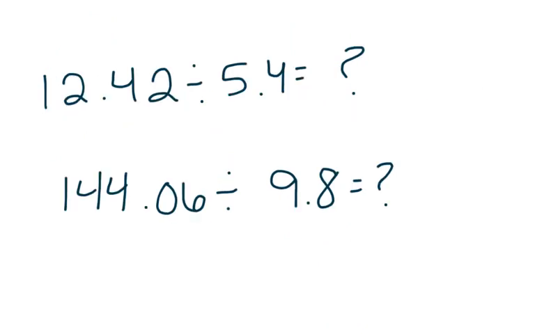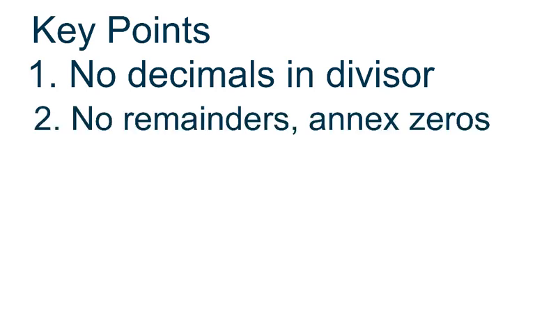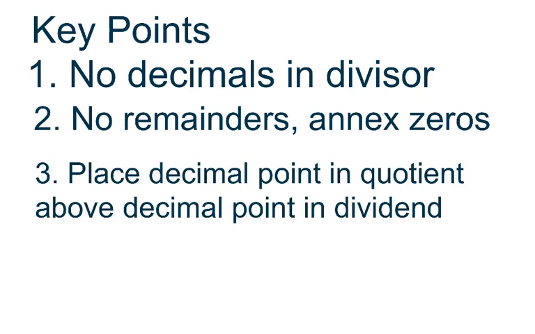Here are some problems to try on your own. Key points from this lesson are that we don't have any decimals in our divisor. There should be no remainders, so we need to annex zeros to keep the problem going. And lastly, we need to place our decimal point in the quotient above the decimal point in the dividend.